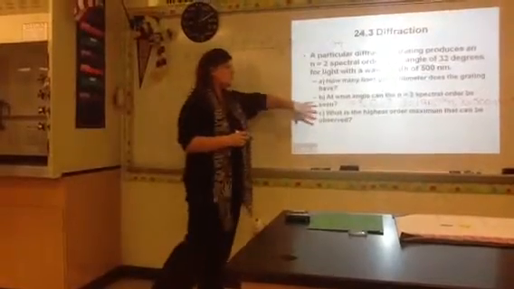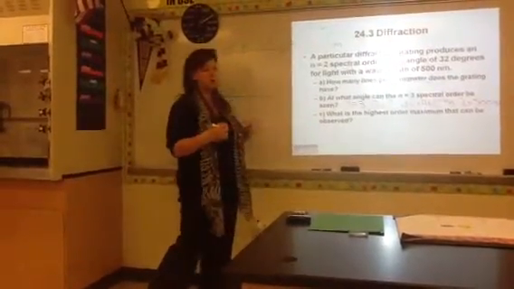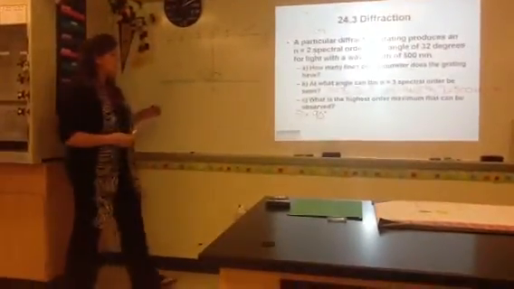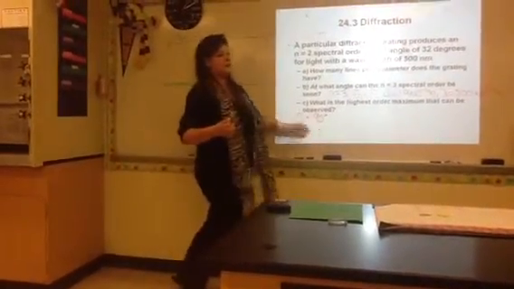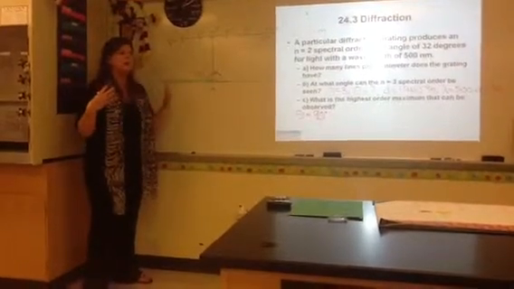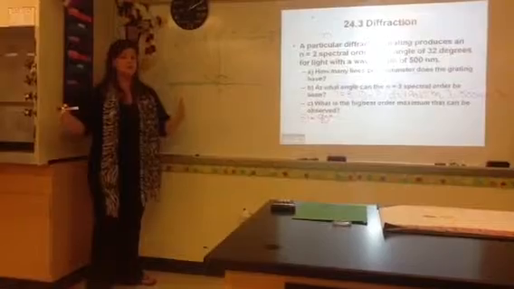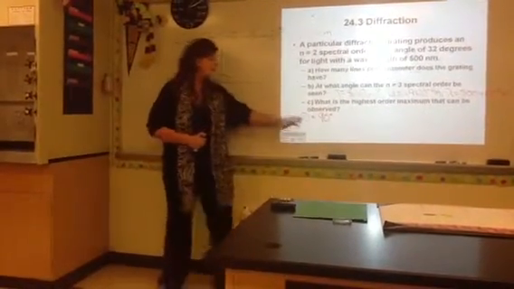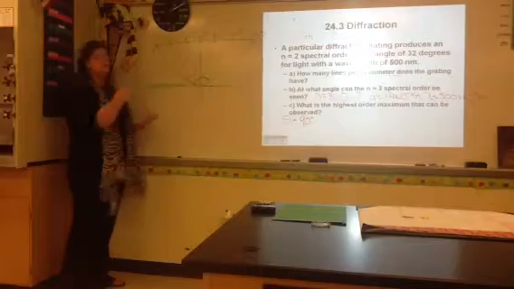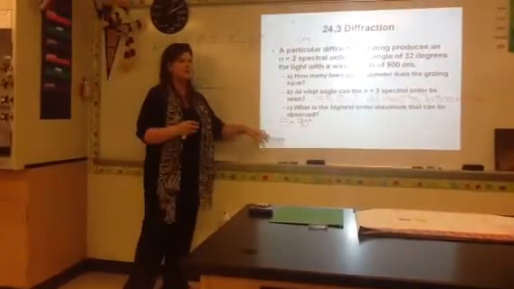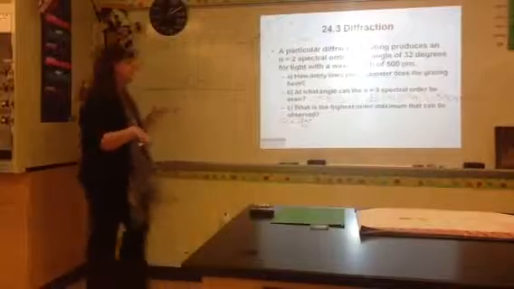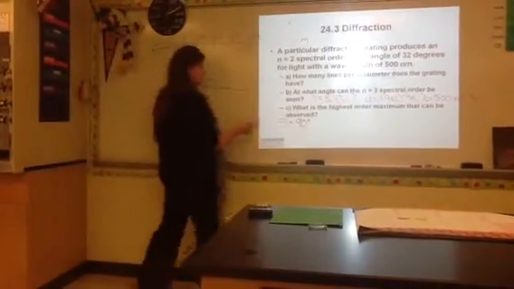So when they ask you, what is the highest order maximum that can be observed? That would be where your theta is equal to 90. Anytime they ask what's the highest order maximum, think theta equals 90. Question 39 on your homework is asking how many order numbers you will see on either side of the central maximum. You can plug in 90 for the angle, or you can plug in n equals 1, n equals 2, and when you get an angle above 90, that's where the cutoff is, and you won't see any more peaks. So theta here is 90.